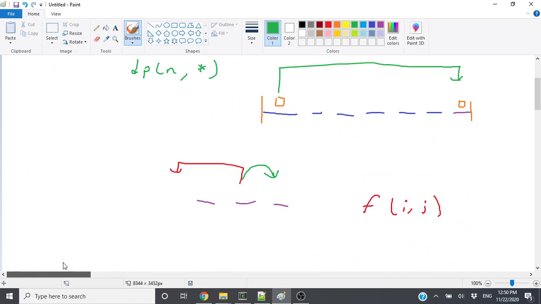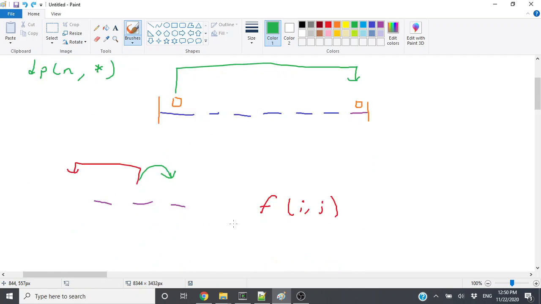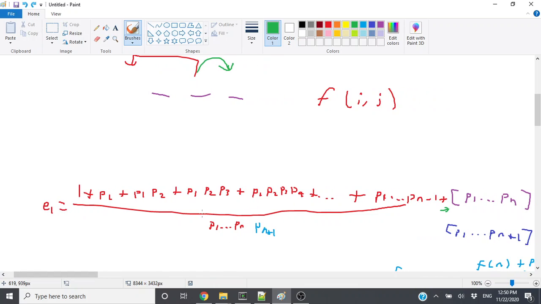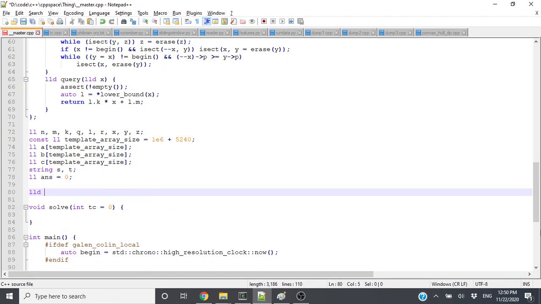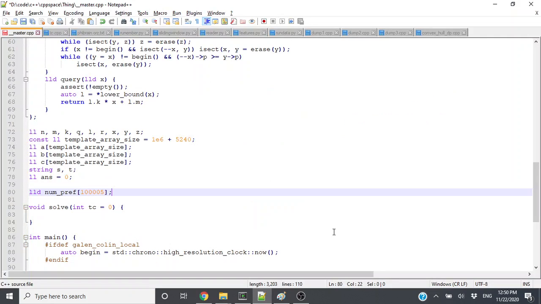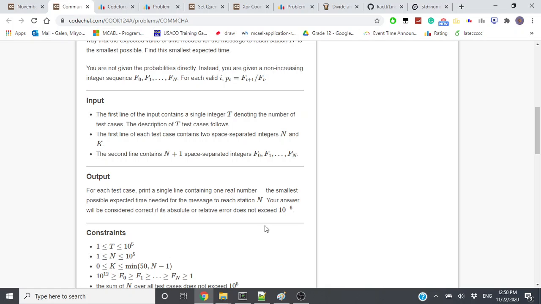So if f of ij is equal to this, we want p1 up to pn. LD, what's the value? 10 to the 5th. Why would they have test cases here? This is so annoying. C into n.